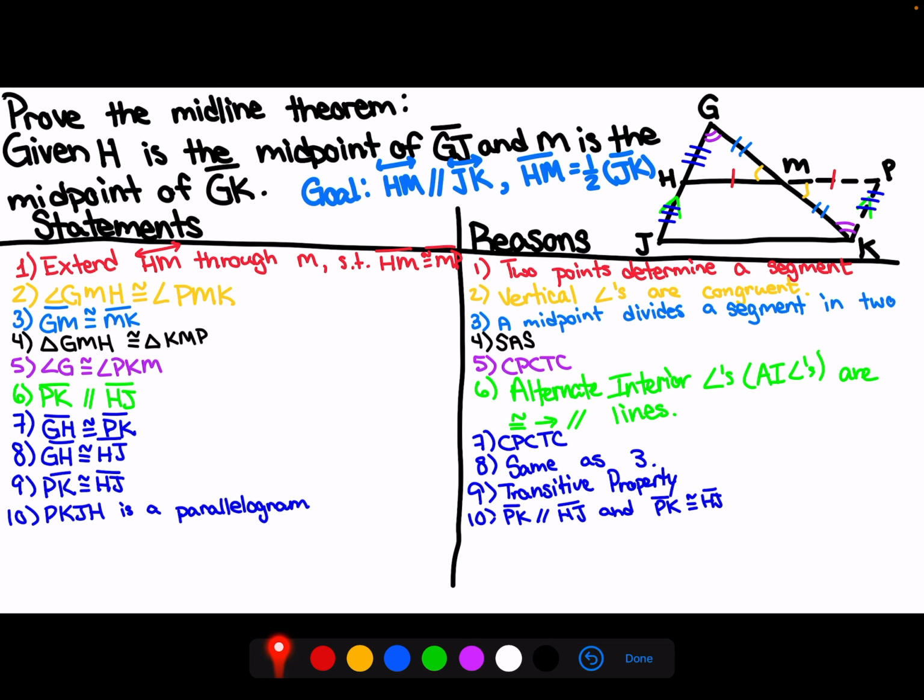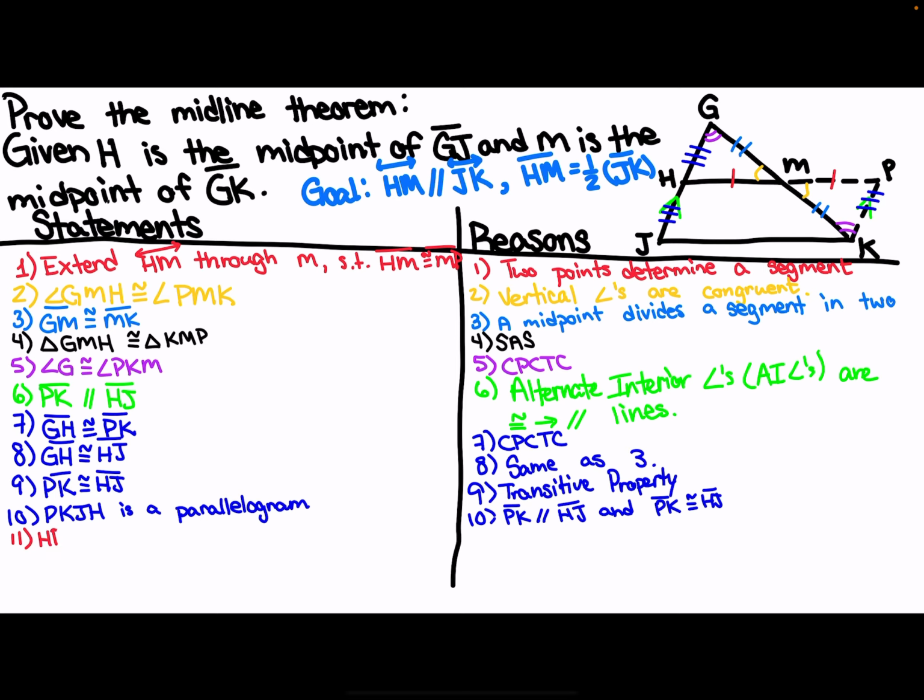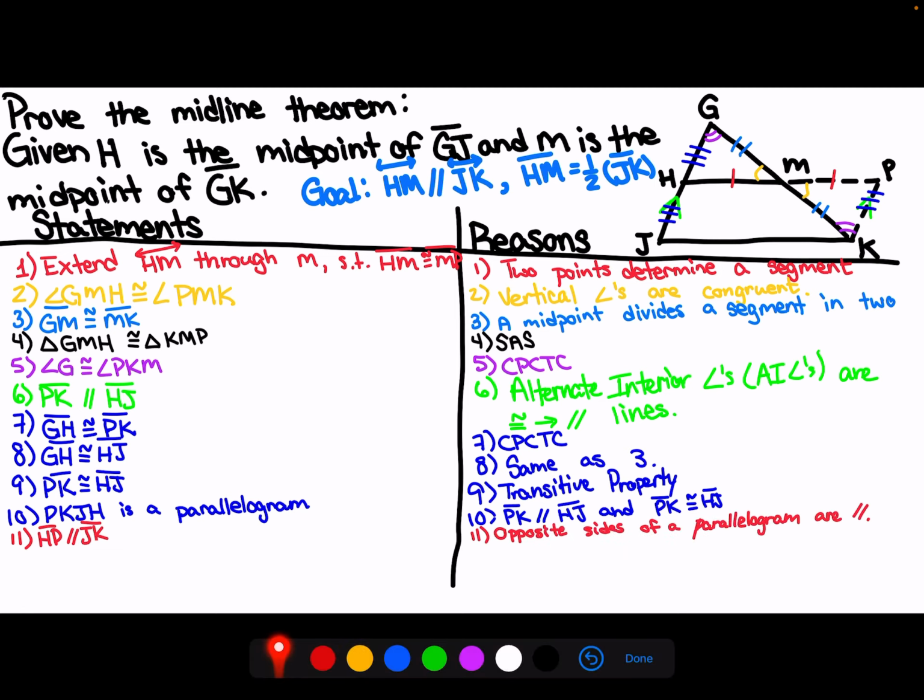One of the key things about parallelograms is that opposite sides are parallel. So I can say that HP is parallel to JK. And again, opposite sides of a parallelogram are parallel. That's the definition of a parallelogram. It's in the name, parallel. So I know that opposite sides are parallel, and that's one of our goals. We hit our first goal.